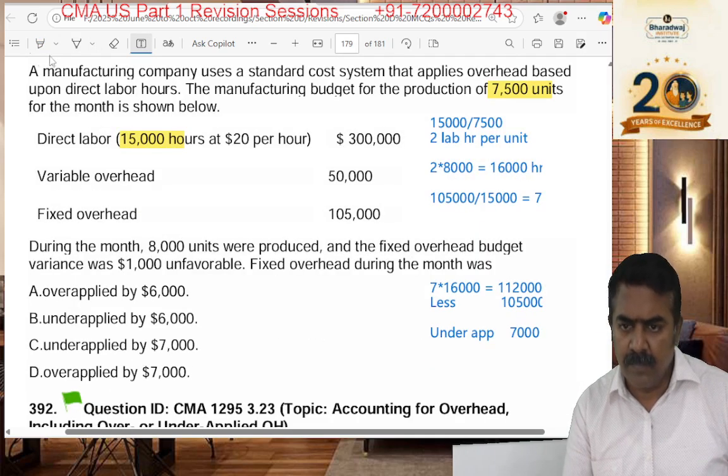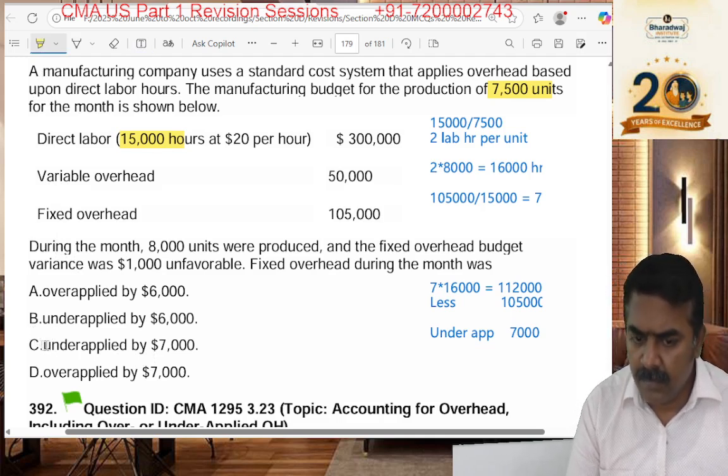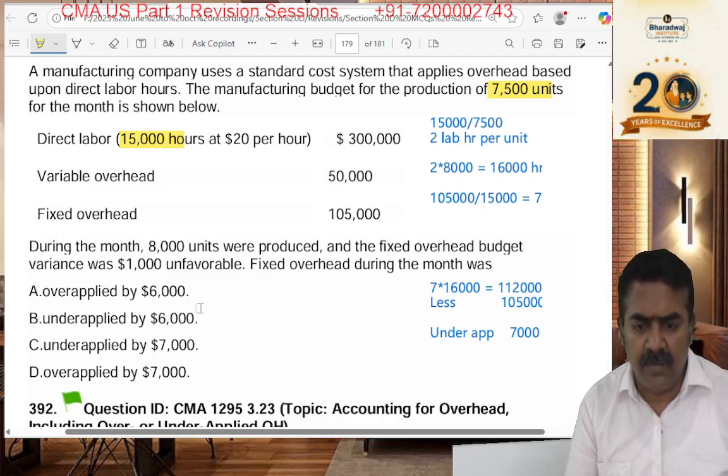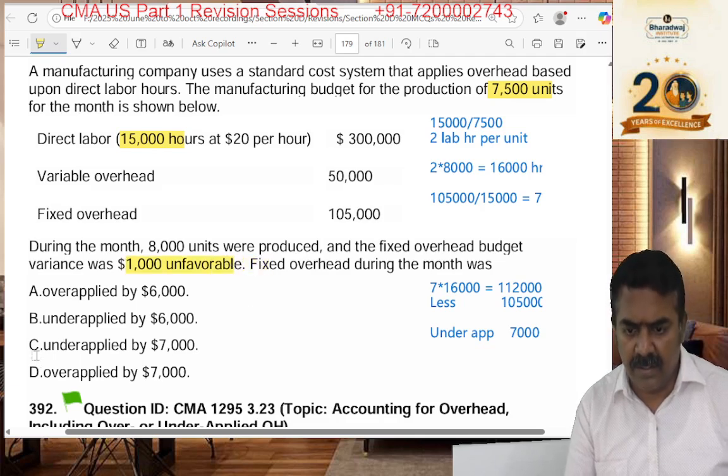Sir, is this overhead budget favorable? Unfavorable, we spent more than actual.